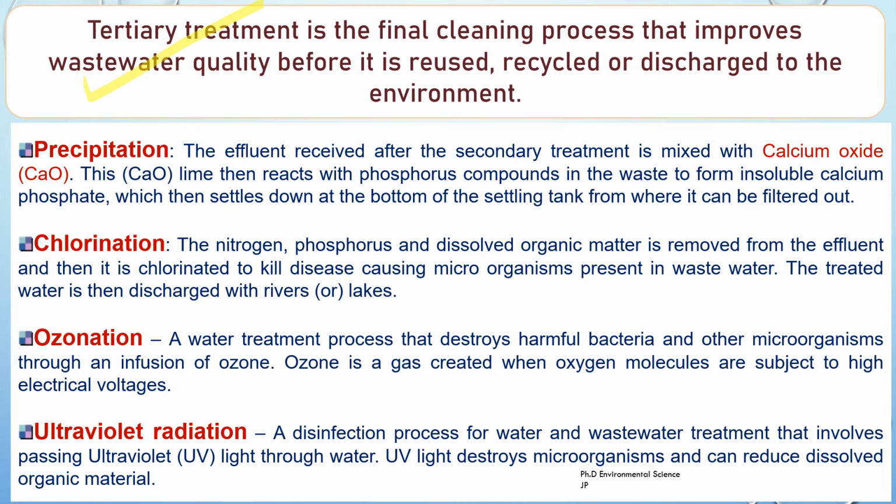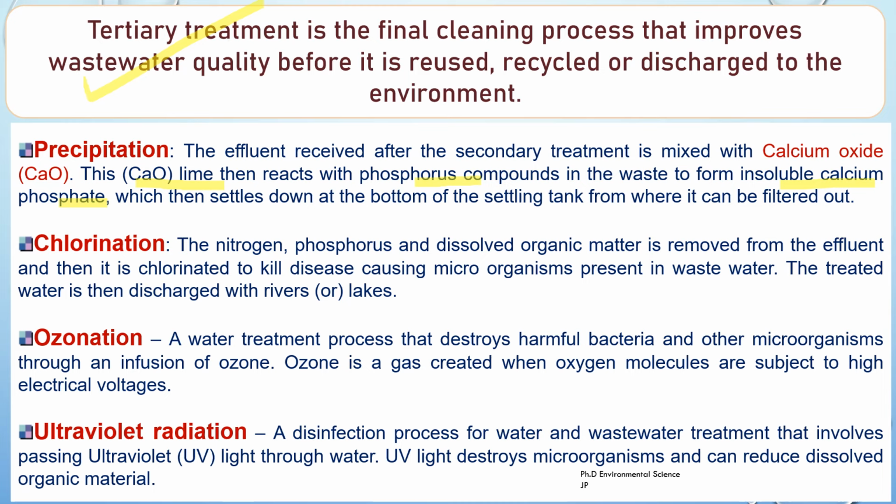Calcium oxide, commonly known as lime, is mixed with the effluent. In the presence of water, calcium oxide reacts with phosphorus compounds to form insoluble calcium phosphate, which precipitates out as solid. The precipitated calcium phosphate settles to the bottom of settling tanks due to its density. The settled solids can then be filtered out, further improving the quality of the treated water by removing phosphorus, which is a nutrient that can contribute to water quality issues like eutrophication.